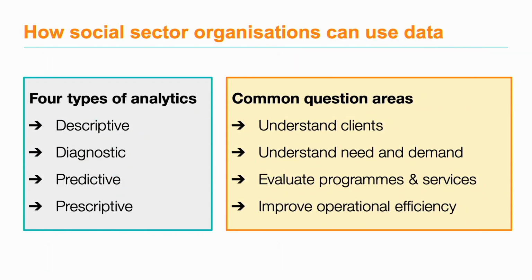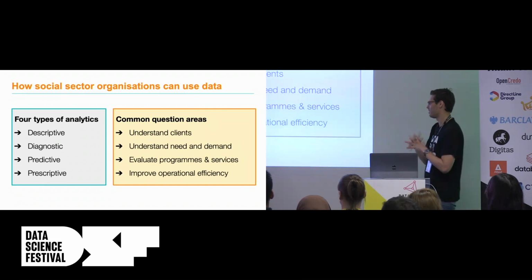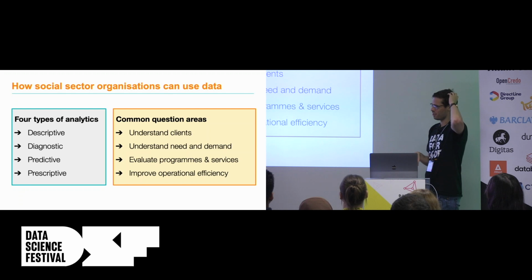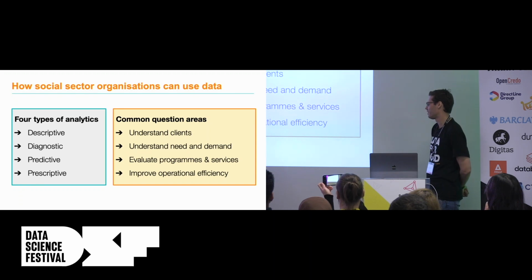And what we found from scoping over 20 projects in the last years was that the types of questions can be split into 4, and the types of analytics can be split into 4 as well in the social sector. The first one is understanding clients: what is the demographic of the people who access our services, where do they come from, what is the diversity. And then understanding need and demand. This is a Citizens Advice solution. Where are the vulnerability hotspots in the borough? Where is the most need for our services?